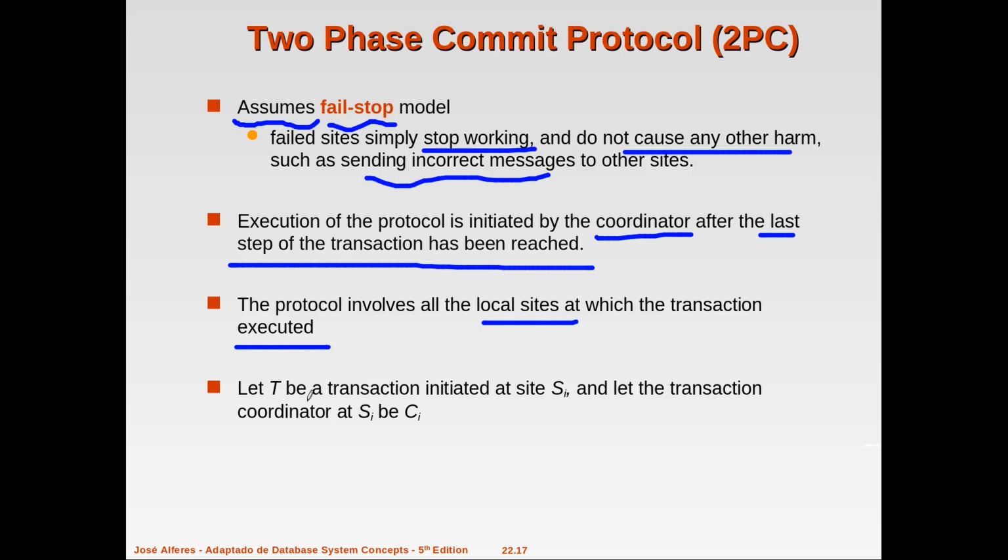Now for the explanation of this two-phase commit protocol, we are considering the transaction T and assume that it is being initiated at site SI and the transaction coordinator is CI. So we are using 3 notations: T for the transaction, SI for the site, and CI for the coordinator of that site.